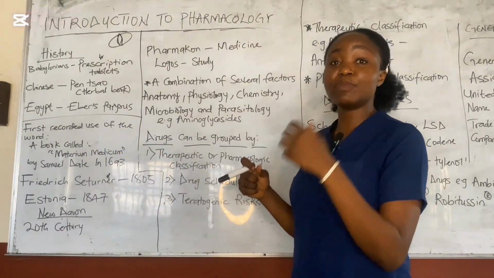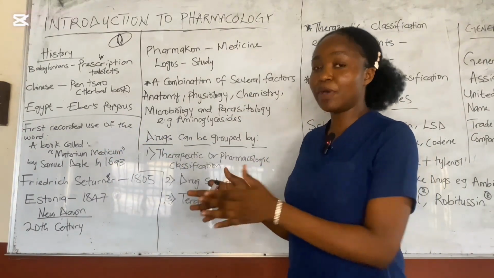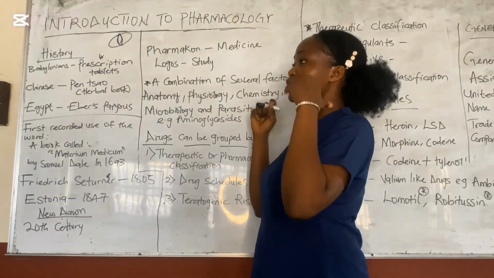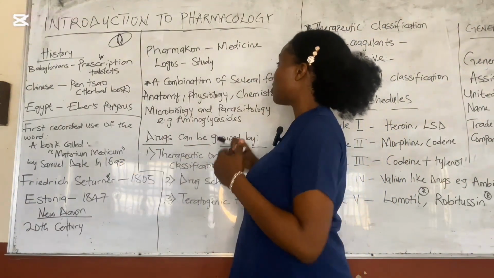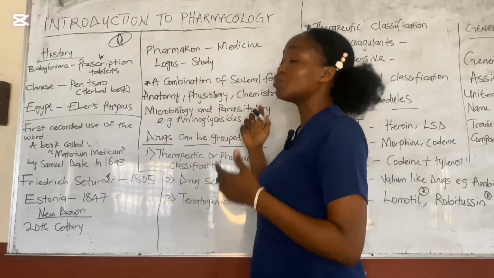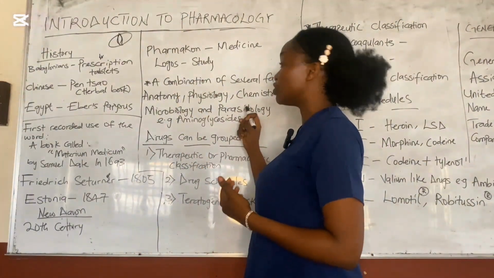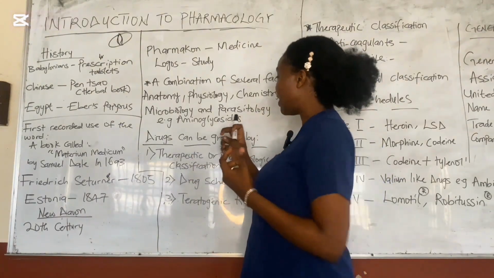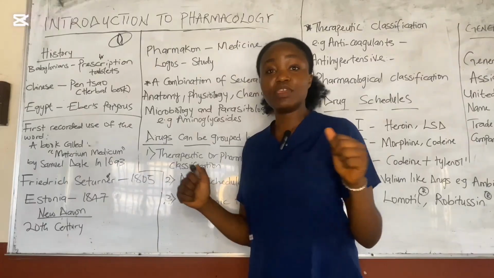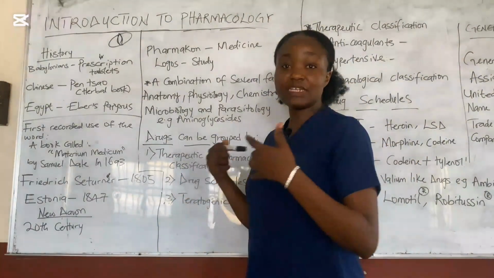It's worthy of note that pharmacology is not just about drugs. When you want to study pharmacology, you can't just limit it to pharmacology alone, because it's a combination of several areas: anatomy, physiology, chemistry, microbiology, and parasitology. And you want to know how. I gave an example with aminoglycosides, which are very effective for infective carditis.